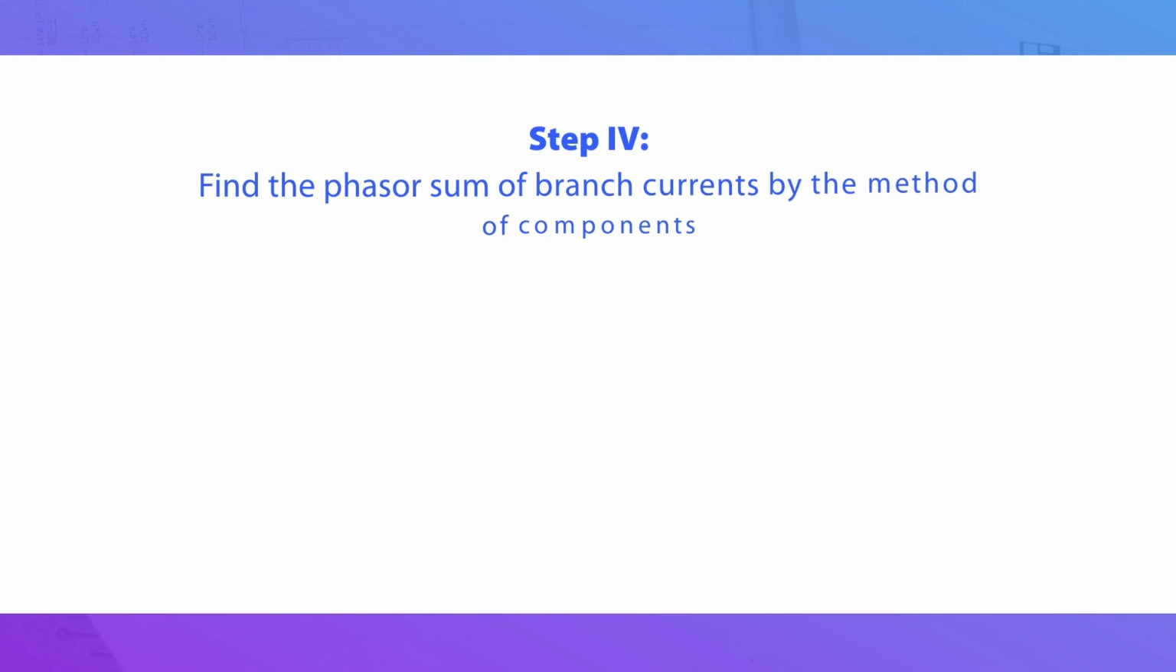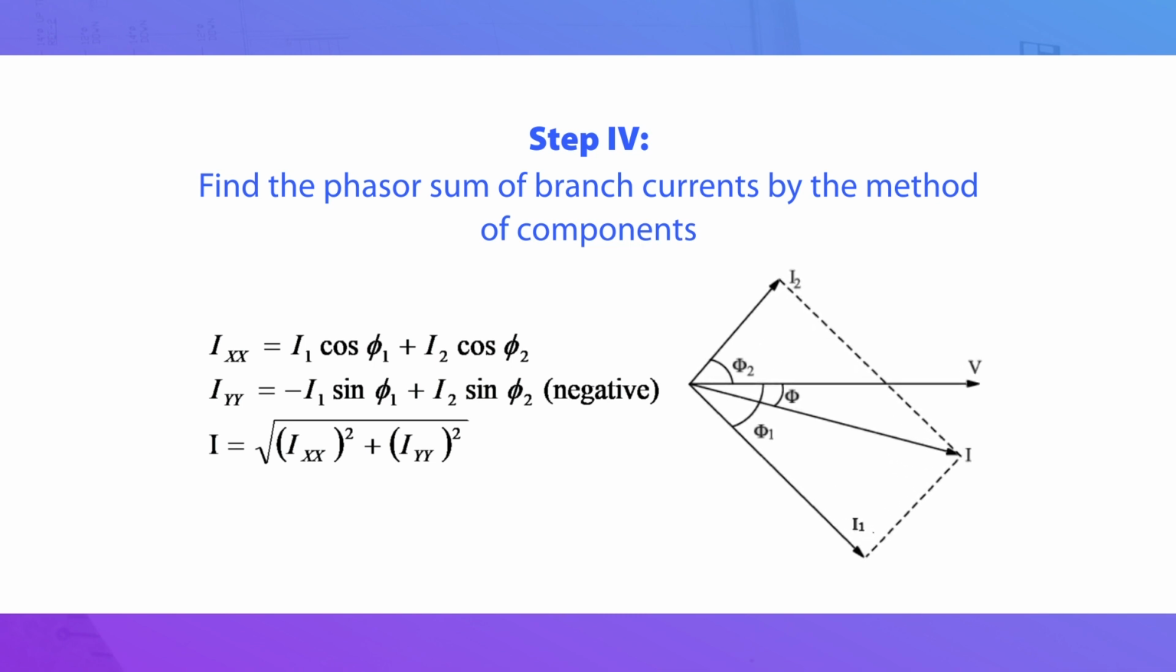Step 4, find the phasor sum of branch current by the method of components. That means the two components I1 and I2 can be classified as a horizontal component and a vertical component. So the horizontal component can be written as I suffix xx. It can be written as I1 cos phi 1, and similarly the horizontal component of current I2 can be written as I2 cos phi 2. Now you have to find the vertical component of these two currents I1 and I2, and this vertical component can be represented as I suffix yy.